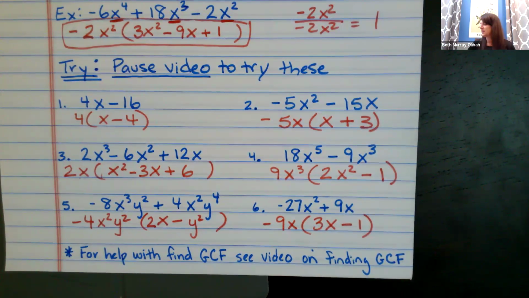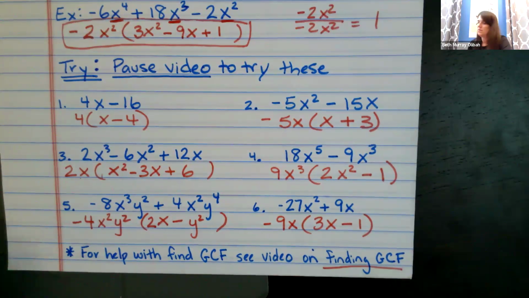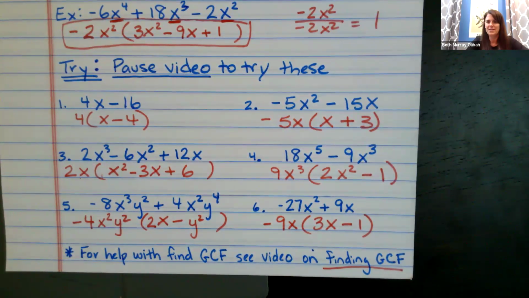If you understand the factoring part, but you're a little confused how I'm deciding on the greatest common factor, especially if these numbers were to get a lot bigger, what if this was a 64 and this was a 130? Would you be able to figure out the greatest common factor? If not, check out my video on finding the greatest common factor.